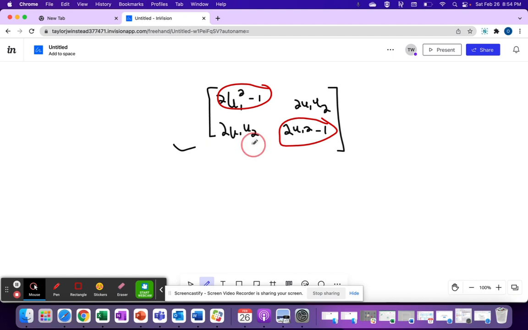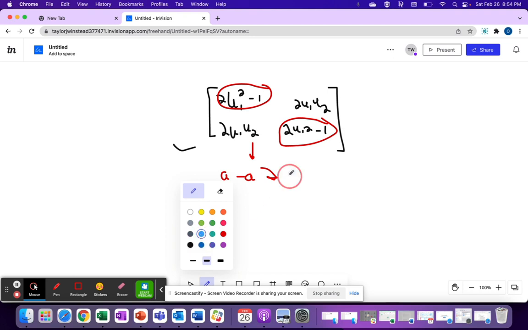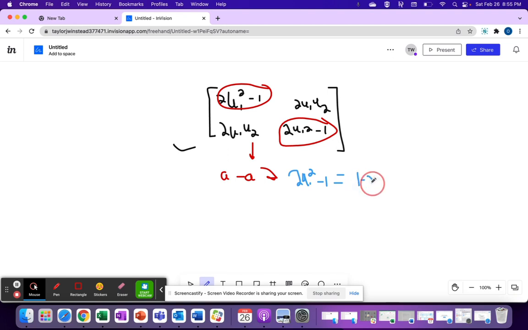But we know that the form we're trying to get to is A and negative A, right? So what does that mean? That means we have to prove that A equals negative A. What I mean by that is that we're going to have to take 2u1 squared minus 1 and set that equal to 1 minus 2u squared, and say that those two things are equal and solve from there.